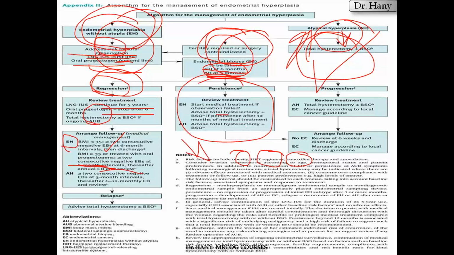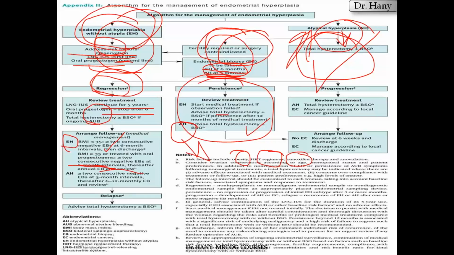If the woman starts a treatment even with endometrial hyperplasia without atypia, and it is persistent for 1 year with the treatment, this is an indication to remove her uterus. So start the treatment. If observation failed, advise total abdominal hysterectomy plus bilateral salpingo-oophorectomy if persistence for 1 year after medical treatment. Endometrial hyperplasia, so definitely.